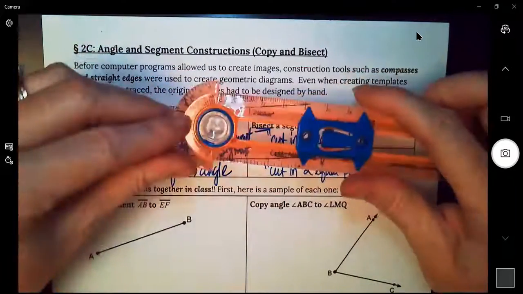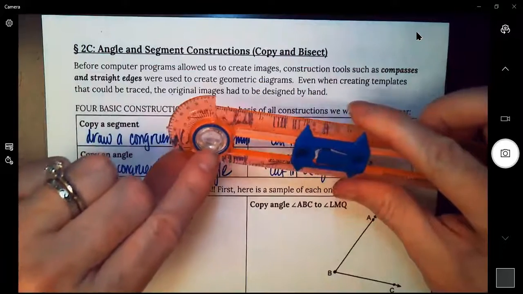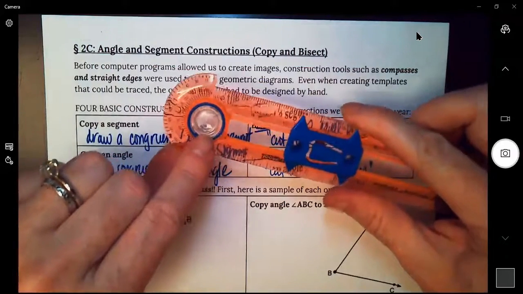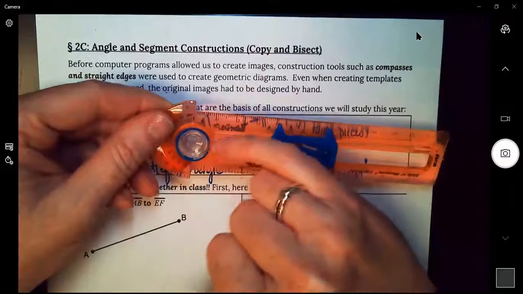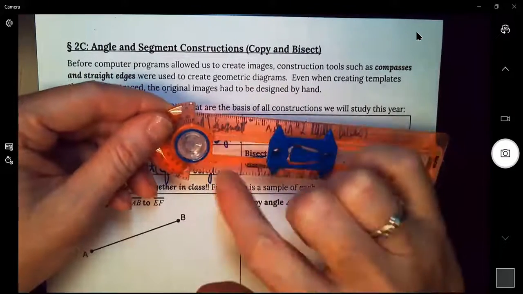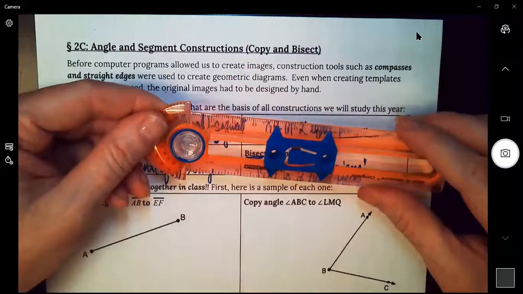We have the center point on here. When we use this, we want to look for the crosshairs. They're a little difficult to see in this video, but you'll see them a little better when we're in class. There are some very faint crosshairs that show us where the center of the circle is, and that's what we're going to use as the center of our compass.